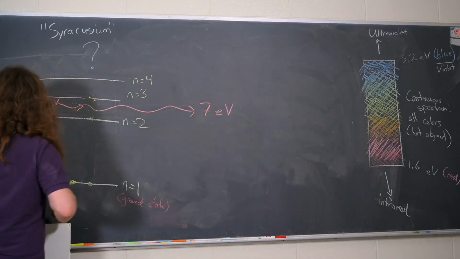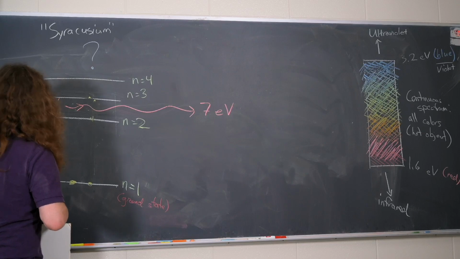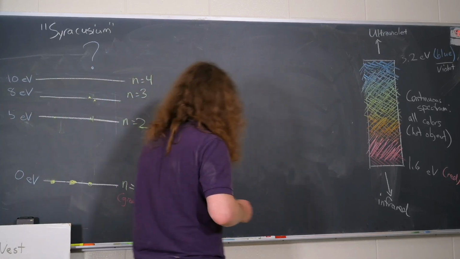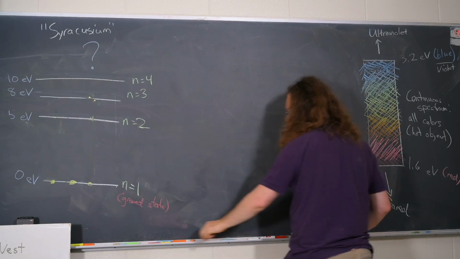So now we understand how atoms absorb light. An atom can absorb light, absorb a photon, and gain energy. So let's write that down.